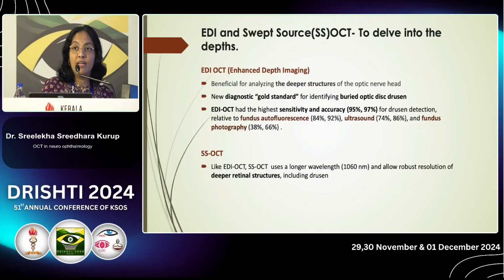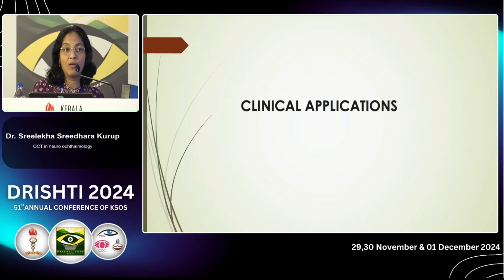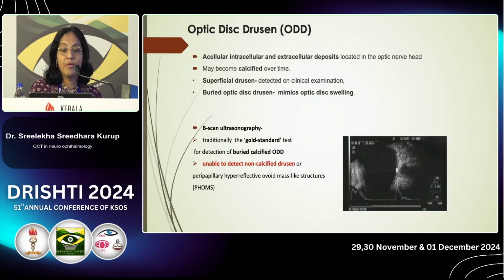Another thing is enhanced depth imaging OCT and swept-source OCT. These help us to image the deeper layers of the optic nerve head, such as buried disc drusen. Now coming to clinical applications. Here, B-scan ultrasonography helps to pick up calcified drusen in the form of a hyperechoic area at the optic nerve head like this, but it cannot pick up non-calcified ones.